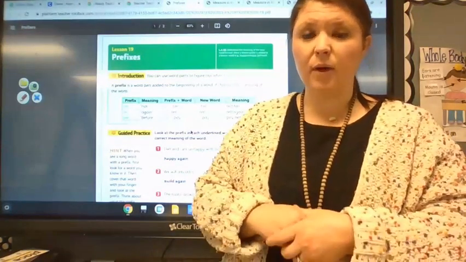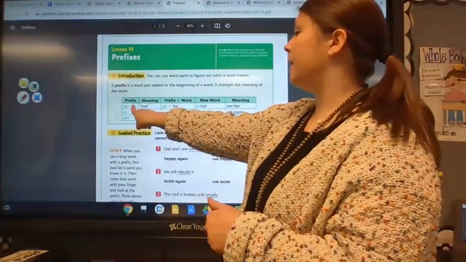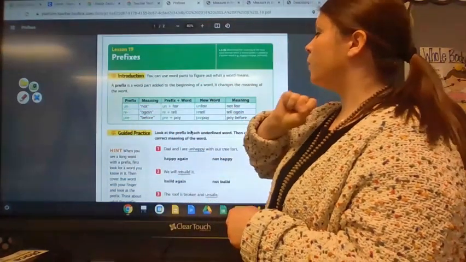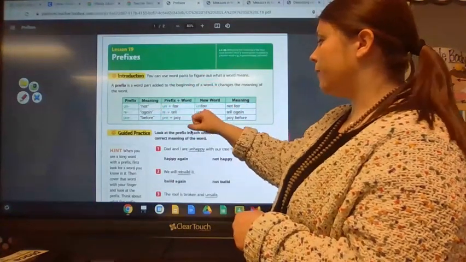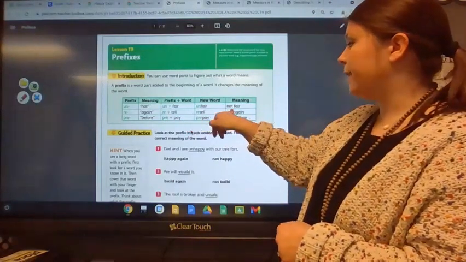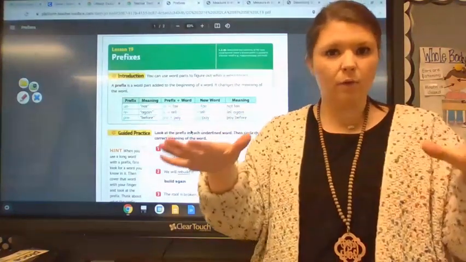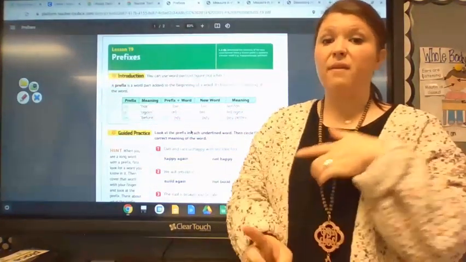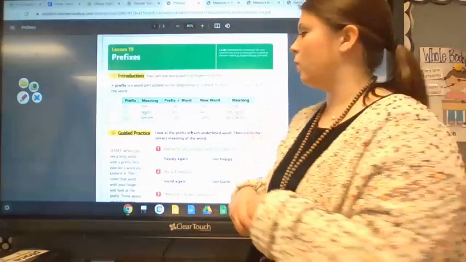Let's look at some of these prefixes and their meanings. Okay? So the prefix un means not. So when we add the prefix un to the word fair, we have the new word unfair. If something is unfair, that means it is not fair. Remember, fair means that it's equal for everyone, right? But if it's unfair, that means it is not fair or not equal for everyone.